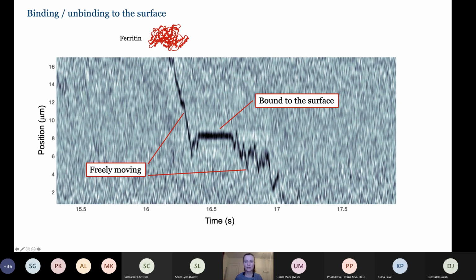Or in the second case, we see the interaction of the molecule with the surface. So at the beginning, we see a freely moving molecule that at some point binds to the surface and unbinds, and then continues freely diffusing.